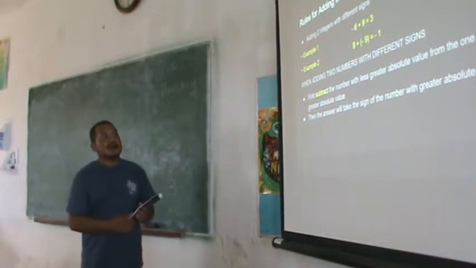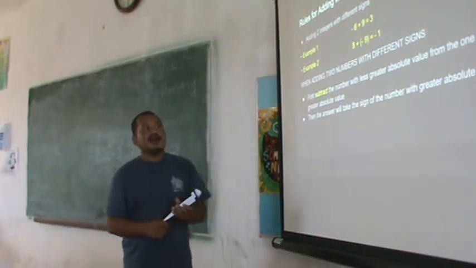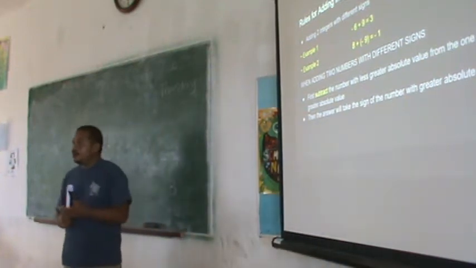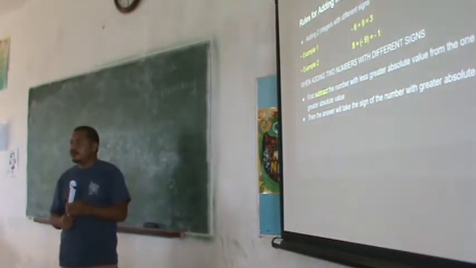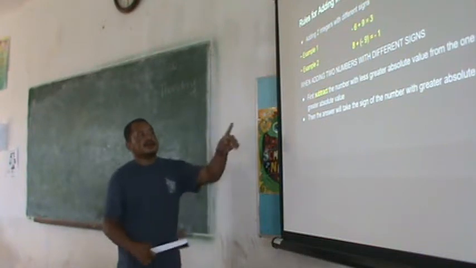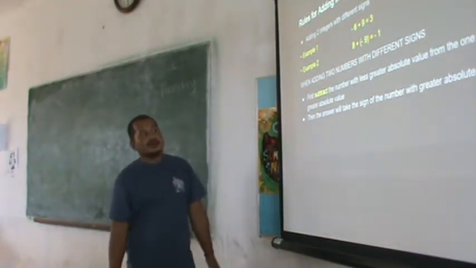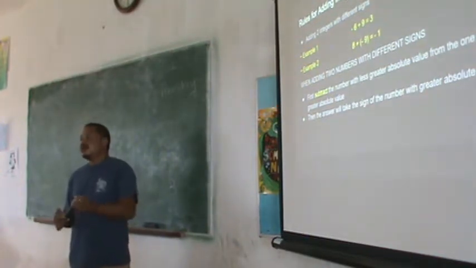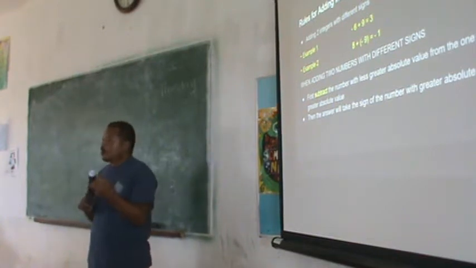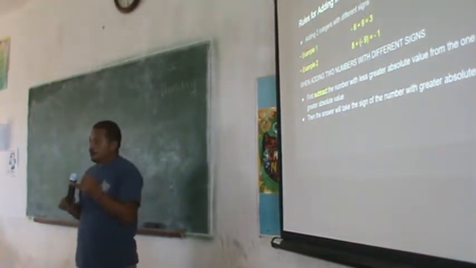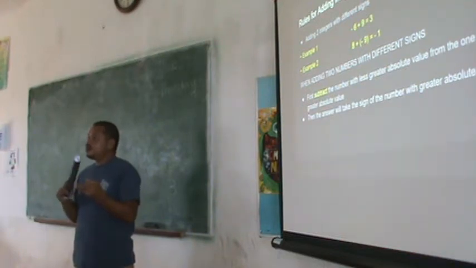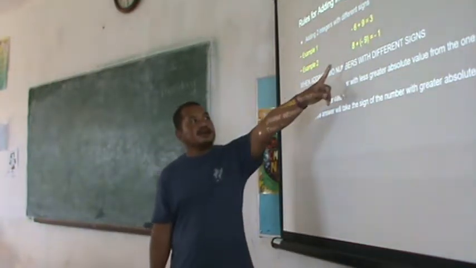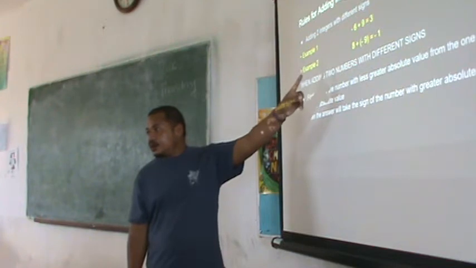Okay? Okay, example number 2. 8 plus negative 9 equals negative 1. Why is the answer negative 1? So let's put it this way. If you add two numbers with different signs, subtract first, and then the answer will use the sign of the number with the greater absolute value. So 8 is a positive number plus negative 9. So are you going to add or subtract?